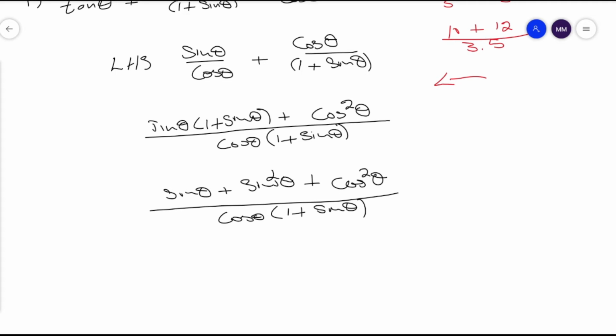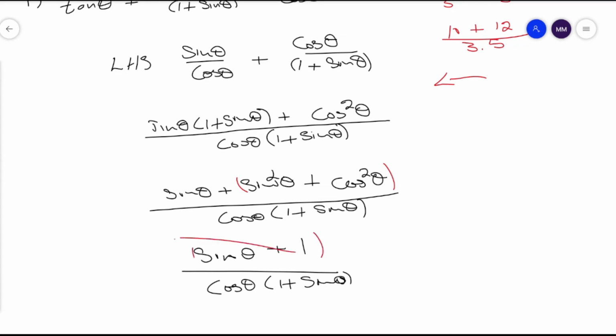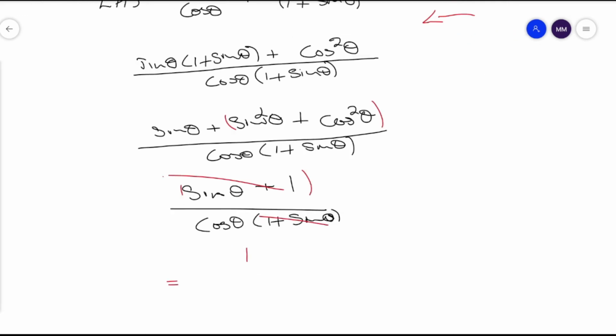obviously we can realize that this is a trig identity, which is 1, and therefore we are left with sine of theta plus 1 over a cos of theta into 1 plus a sine of theta. These two will therefore cancel, and you are left with equals to 1 over cos theta.